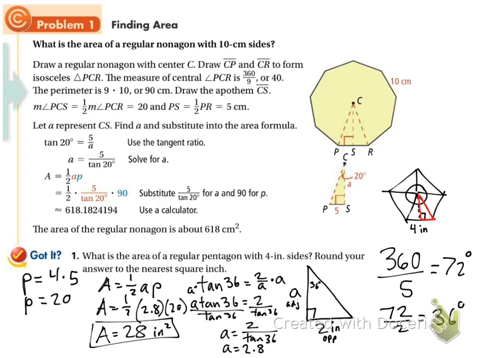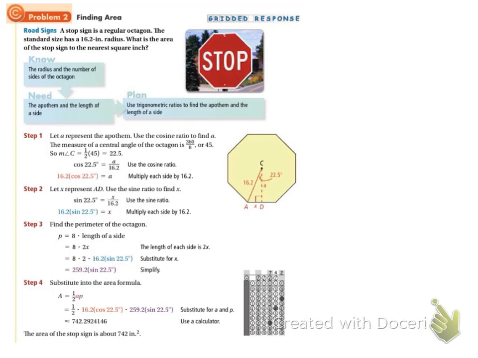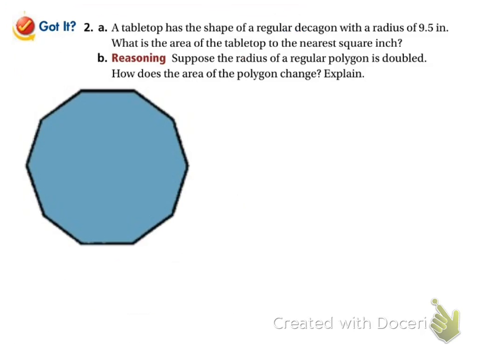Okay, here's the steps. Find your big angle. Find your little angle. Set up your triangle. Use SOHCAHTOA. Find your perimeter, then plug into your equation. Okay, we're going to do that same similar process. It's going to be a little bit more work, okay?